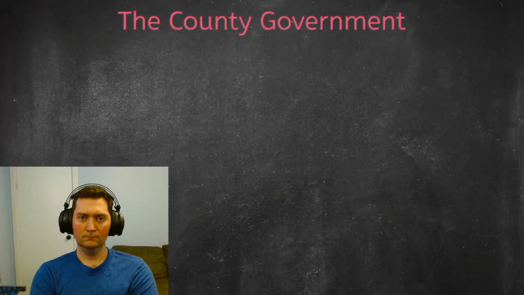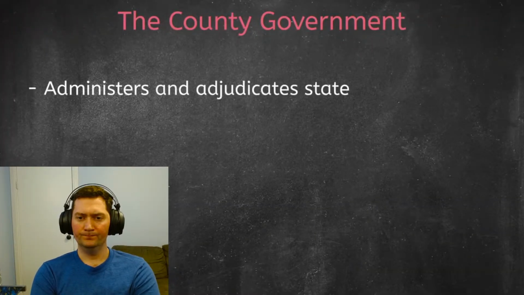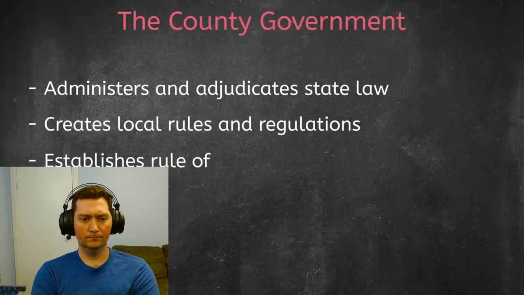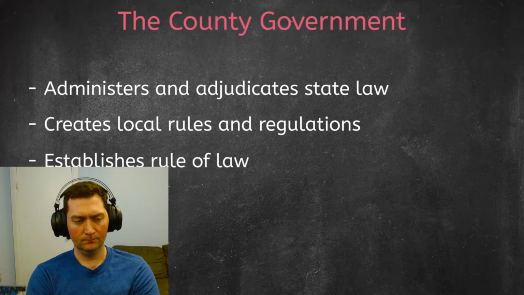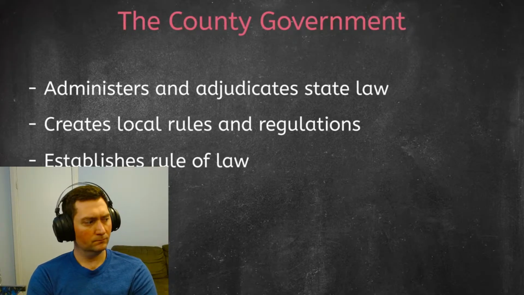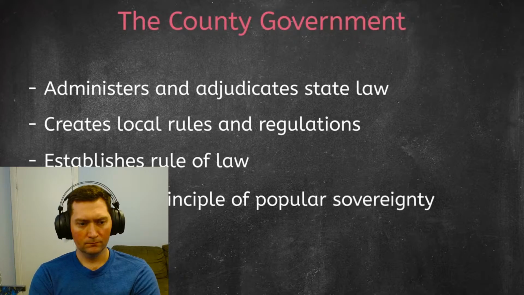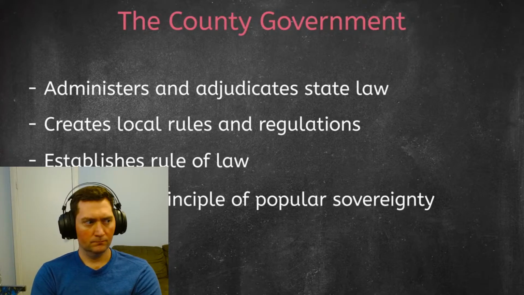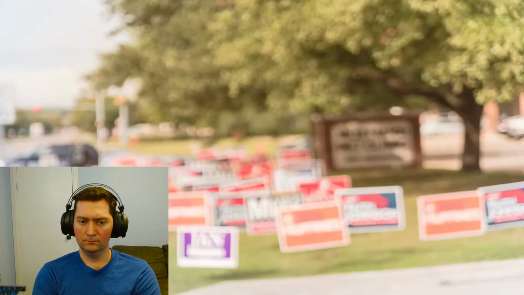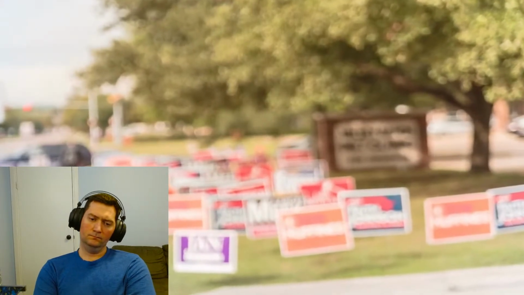Once established, a county could administer and adjudicate state law, as well as create local rules and regulations. The county is responsible also for establishing rule of law, a key principle at the local level. But the law must be accessible in order to adhere to the principle of equality and justice. County governments are, like the rest of the American government, run on the principle of popular sovereignty, which means that the people have the right to determine who their representatives and county officials are. And that's what you're seeing with all those different signs in your neighbor's yard.